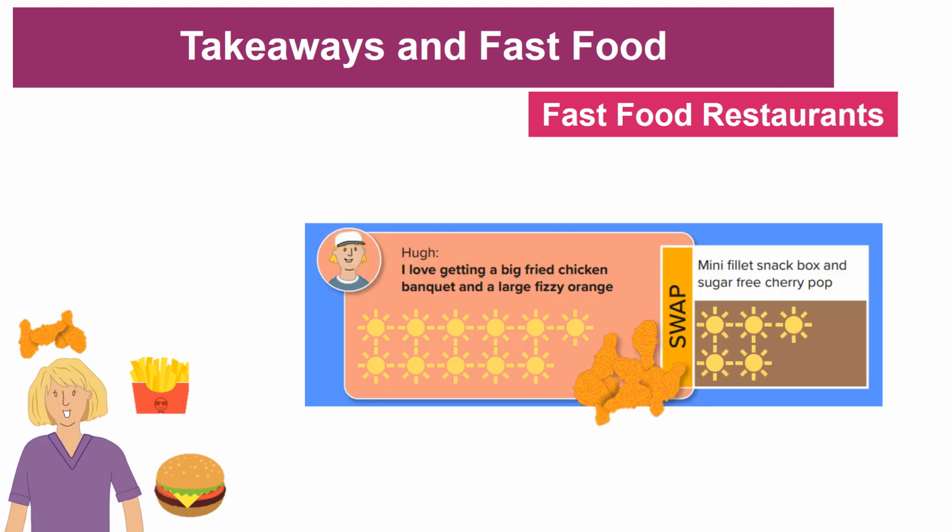Then we have KFC. Q loves KFC and his favourite meal is a big Kentucky Fried Banquet and a fizzy orange pop, and this comes in at 11 suns. But if he changed to a mini fillet snack box and added a diet cherry pop, it would be over half the energy less at 5 suns. Other suggestions could include rice boxes, salad boxes, mini fillet burgers or wrap, small popcorn chicken and sides such as beans and corn on the cob.